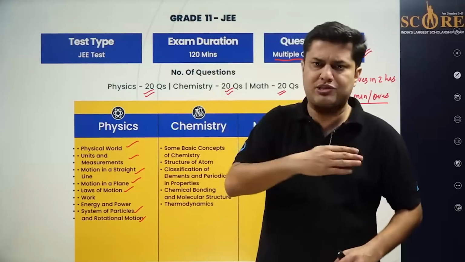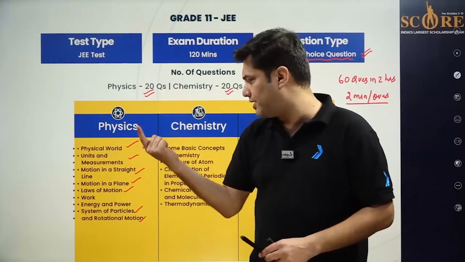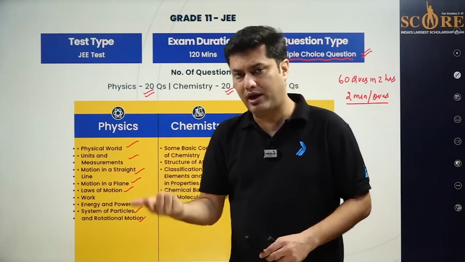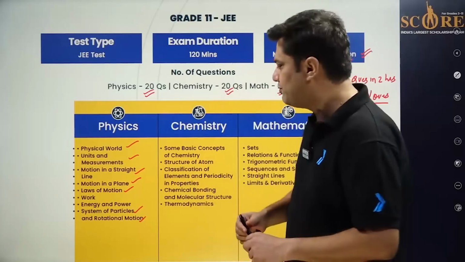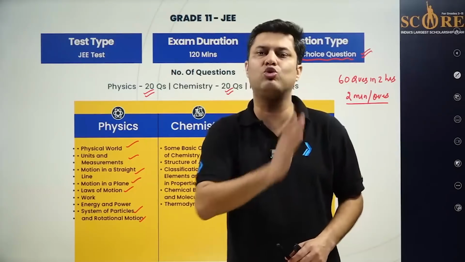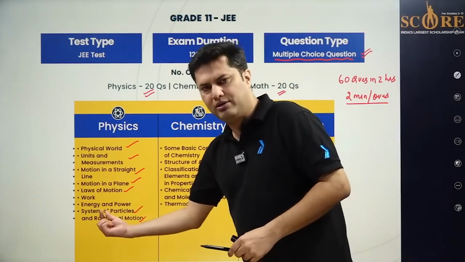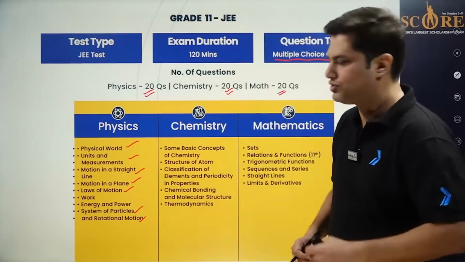The first 5-6 chapters are coming: physical world, units and measurements, motion in a straight line, that is kinematics, motion in a plane, laws of motion, work, power, energy, and center of mass, system of particles, and rotational motion. So these are the topics which have to be covered before the score exam. School, coaching, everything, I think in 11th class this is the middle of the syllabus. So yes, this will be completed wherever you are studying now.